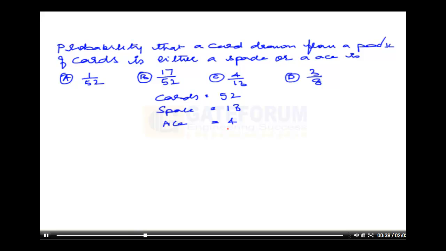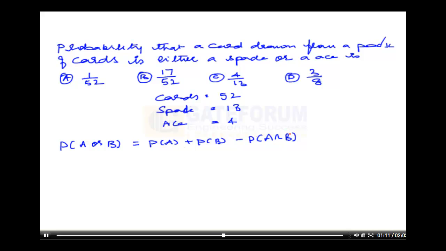But we have a card which is both spade and ace. Therefore, using the set theory, we have to write the probability of A or B. Let us say A stands for spade and B stands for ace. Then P(A) plus P(B) minus P(A intersection B).